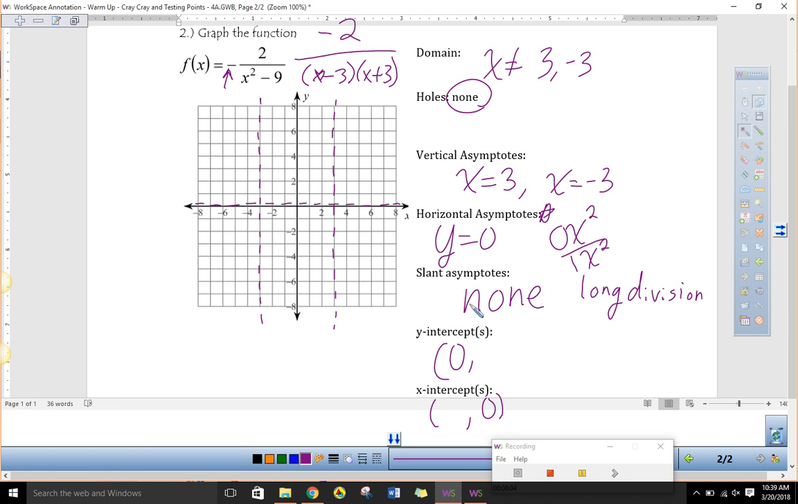And you do need to do the simplified version. If you have holes, it's going to get goofed up if you don't use the simplified version. So my horizontal asymptote is 0 over 1, and this is negative 2 over x squared minus 9. What happens when I crisscross applesauce? Negative 2 equals 0? What does that mean? Doesn't cross.